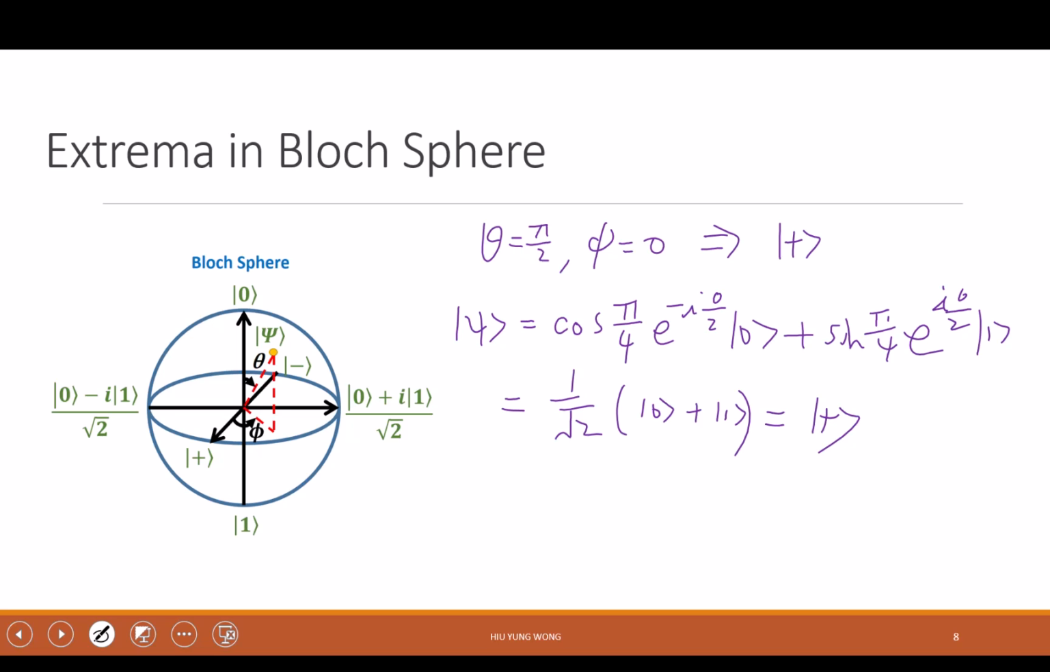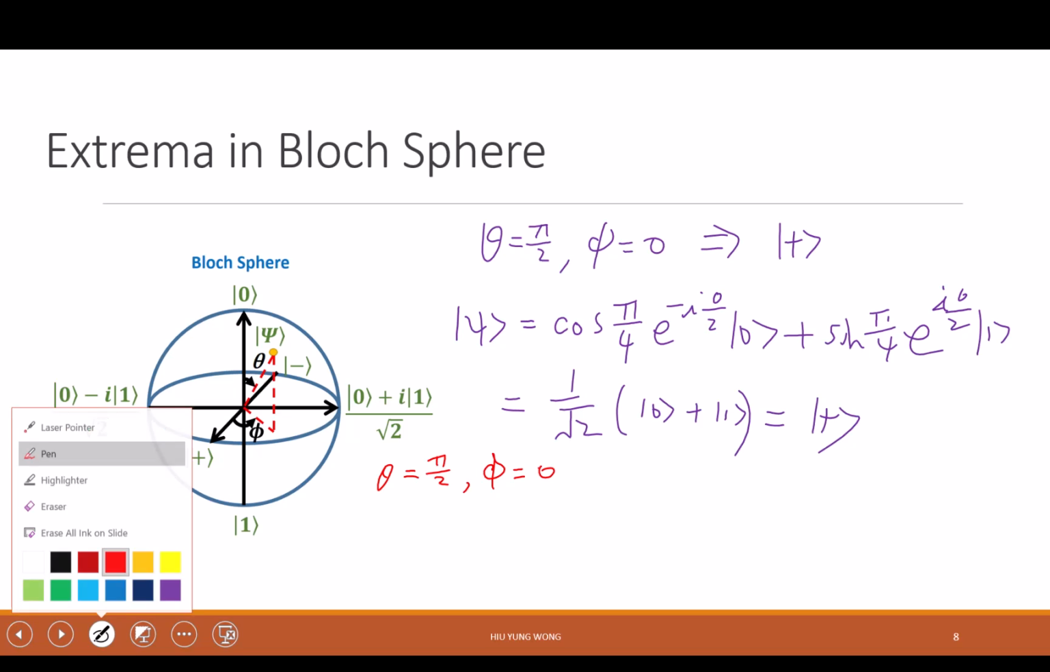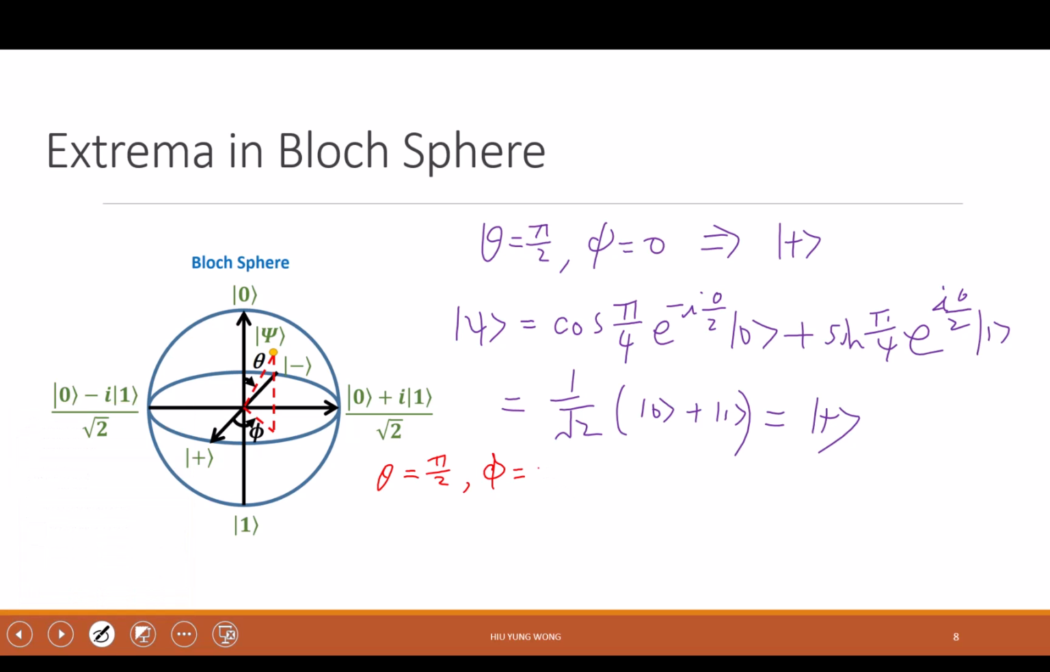I want you to be very familiar with this. What if theta equal to pi over 2, phi equal to 0? Sorry, I mean phi equal to pi over 2. Just by looking at the Bloch sphere, what is that? 0 plus i 1 divided by square root 2. This is the eigenvalue of what? Do you remember? Sigma y. Okay, we will see that later, right? But let's just do it.